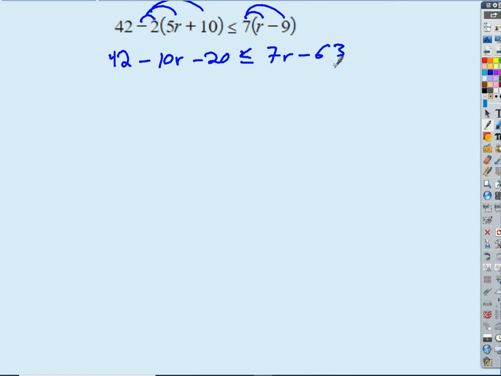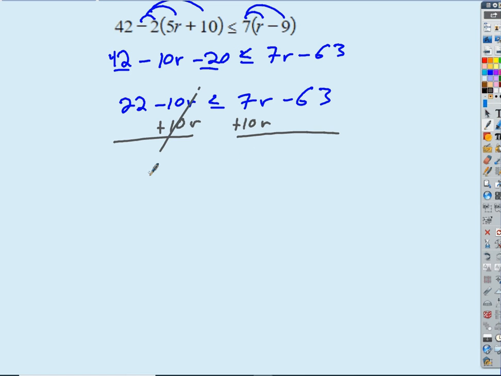So let's combine like terms. What if I add up the 42 and the -20? 22 minus 10r is less than or equal to 7r minus 63. So I've still got two r's. Where am I going to push the variables this time? To the right, okay. So we'll add 10r to both sides. That's going to remove the variables from the left. It pushes the variables to the right. So where do I want to push the numbers now? To the left, good. So I'll add 63.